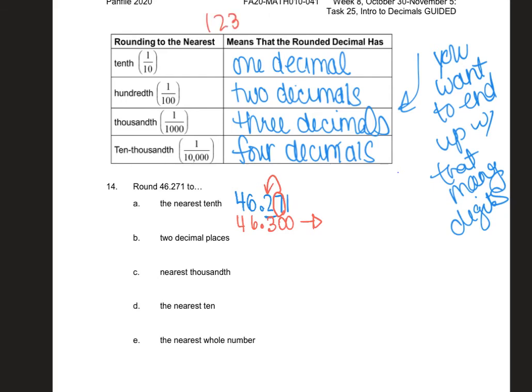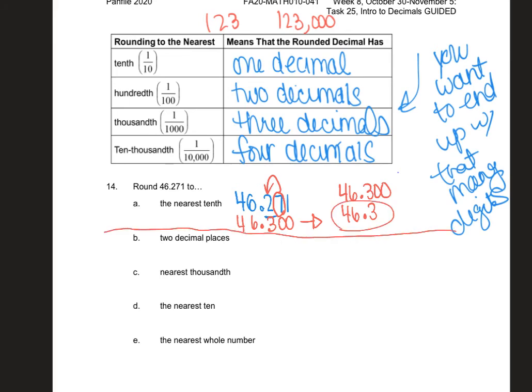1, 2, 3 is not the same as 1, 2, 3, comma, 0, 0, 0. If I have $123, that's a lot different than me having $123,000. But here, 46.300 is actually the same as 46.3. You are allowed to drop those. So your answer to the nearest tenth is 46.3.